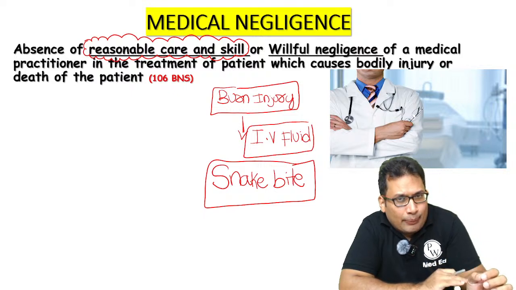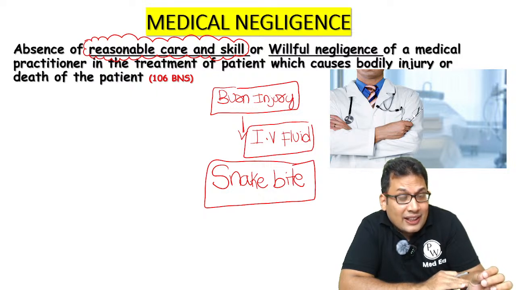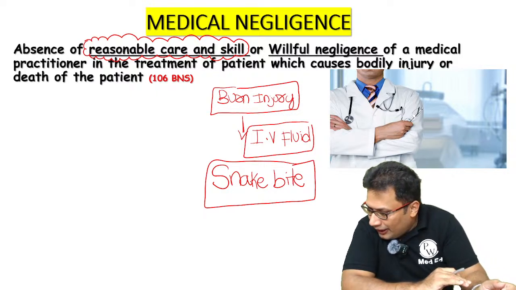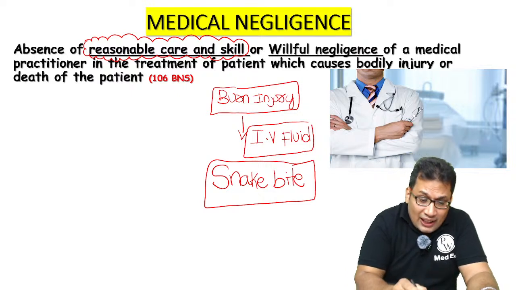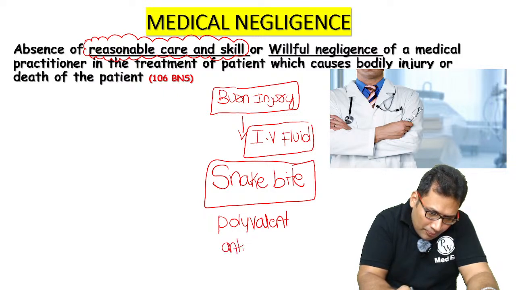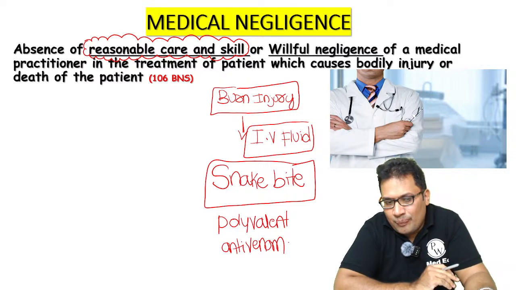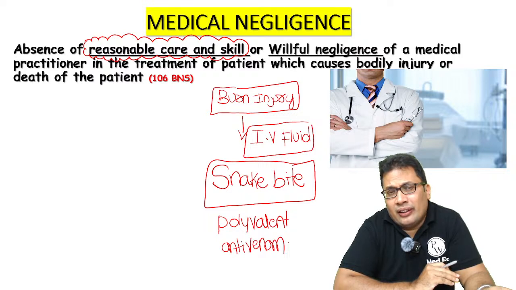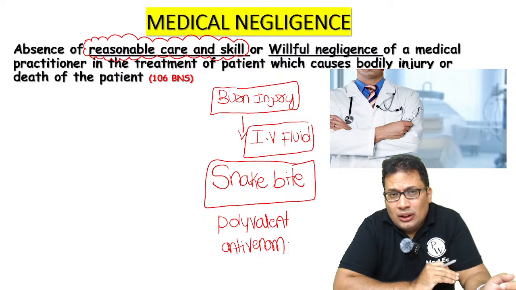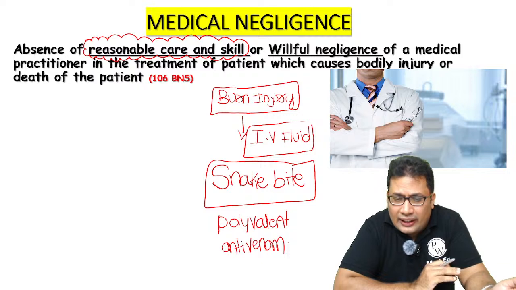Whenever there is a history of snake bite, what would be the reasonable care or skill that you should exercise in treatment? Your answer should be antivenom, not antitoxin. Polyvalent antivenom. So this is the meaning of reasonable care and skill. When a doctor uses reasonable care and skill, it is not medical negligence. So absence of reasonable care and skill is medical negligence.